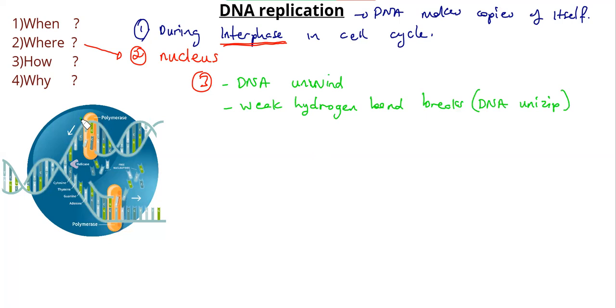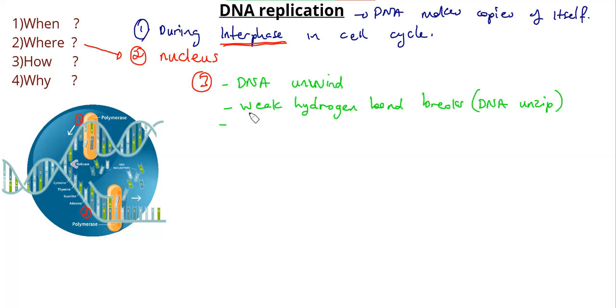So it now unzips into two separate strands. You can see that you have one here. Let me use a red color there. We have one there, and we also have another strand here, which makes two. These are the original strands. So DNA unzips. Let me correct the spelling here. Unzip. DNA unzips, it separates into two strands.